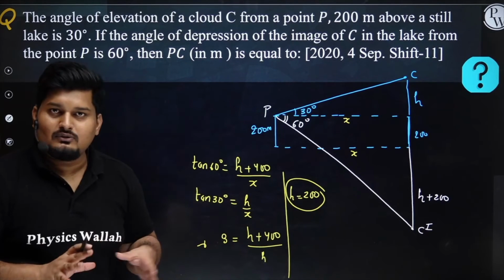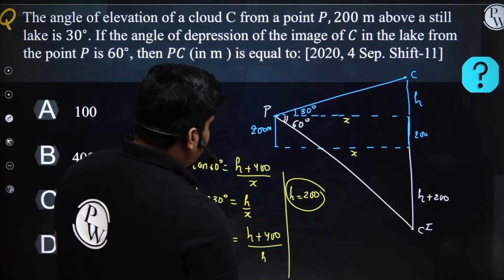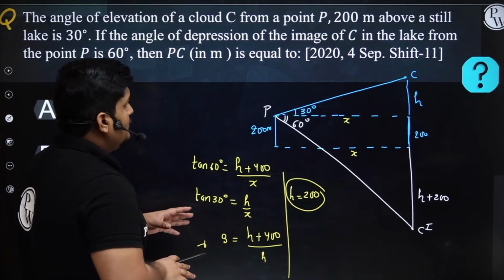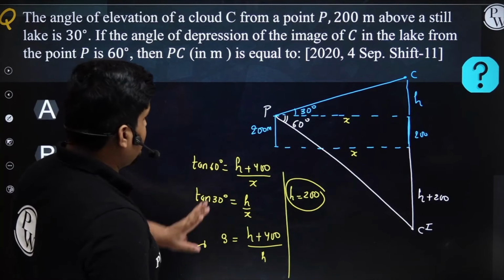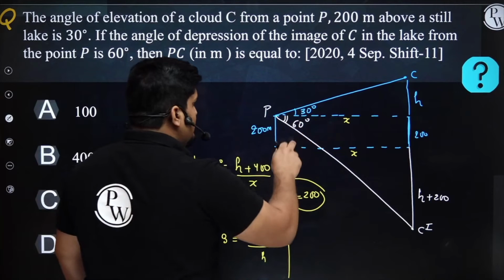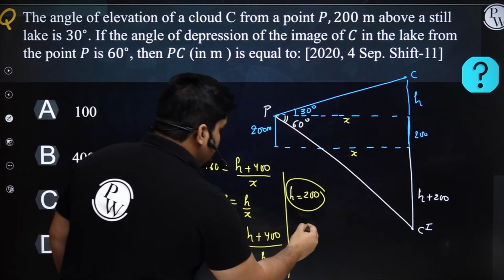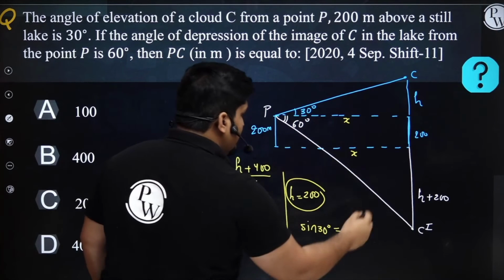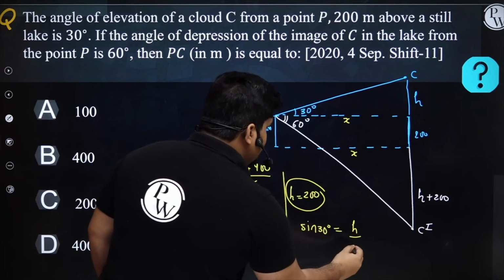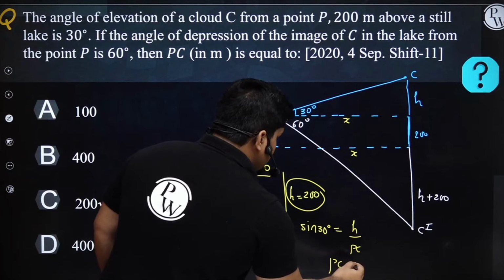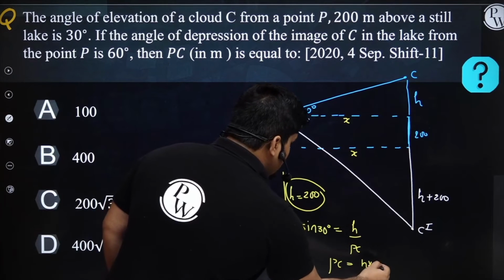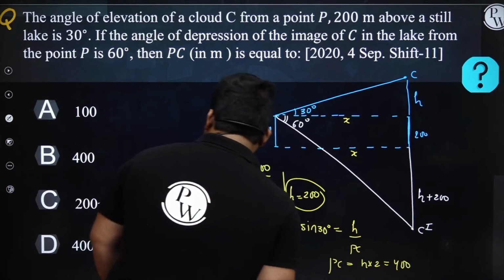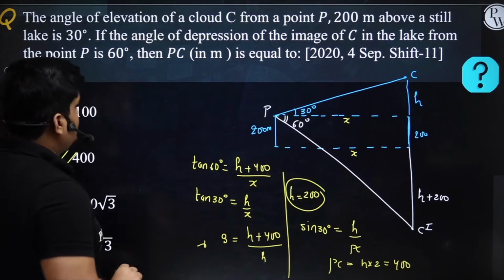We have got value of h. Once we got value of h, we need PC, right? We need length of PC. So if we have h, what we can do? We can use sine 30. So what is sine 30 degrees? Sine 30 degrees is perpendicular h divided by PC. So PC is equal to h into 2. So what exactly is that? 400. So the answer will be 400.